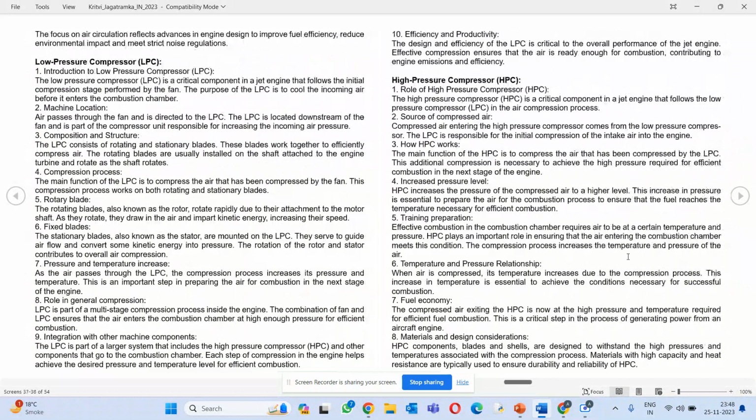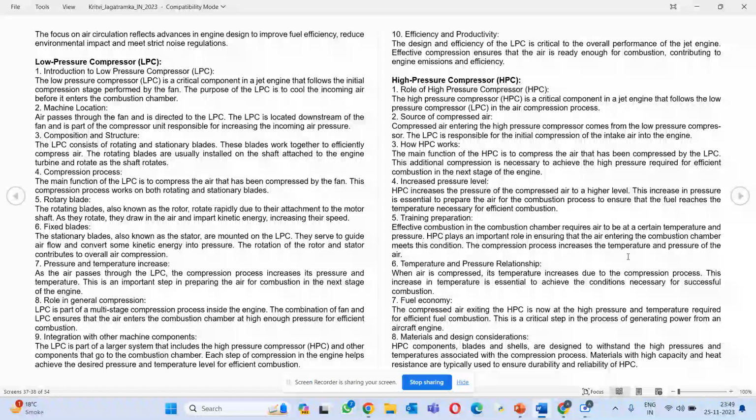Now let's talk about the low pressure compressor. The low pressure compressor consists of rotating and stationary blades working together to compress the air efficiently. The rotating blades, or the rotors, draw in the air and impart kinetic energy, while the stationary blades, or the stators, guide the airflow and convert the kinetic energy into pressure. This multi-stage compression process ensures that the air enters the combustion chamber at the required pressure for efficient combustion.